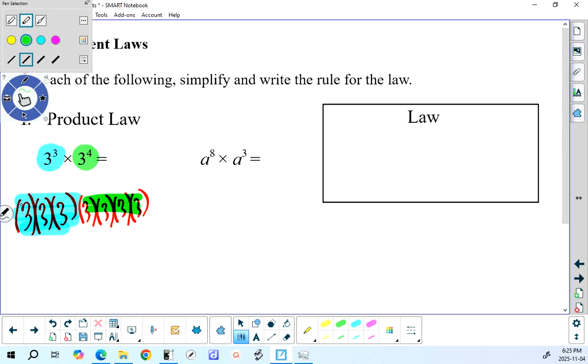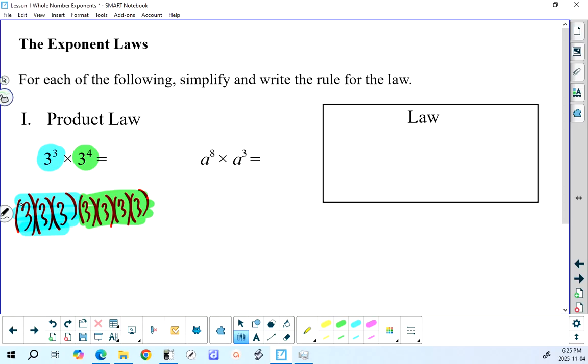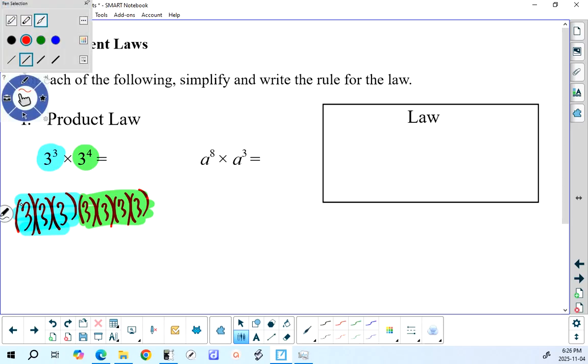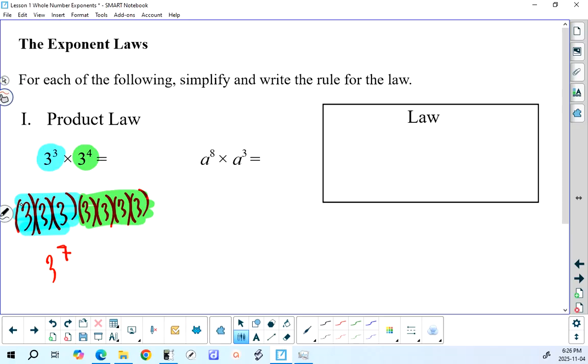And that's this part. So how can we rewrite 3 raised to the exponent of 3 multiplied by 3 raised to the exponent of 4? The answer is we can write 3 raised to the exponent of 7. If you count all of those 3's that I have there, you'll discover there are 7. 1, 2, 3, 4, 5, 6, 7. So 3 raised to the exponent of 3 times 3 raised to the exponent of 4 is 3 raised to the exponent of 7.